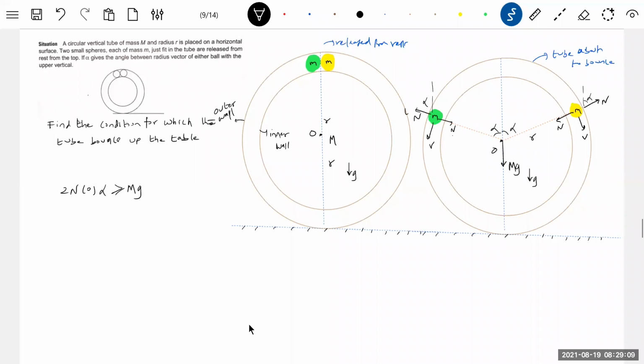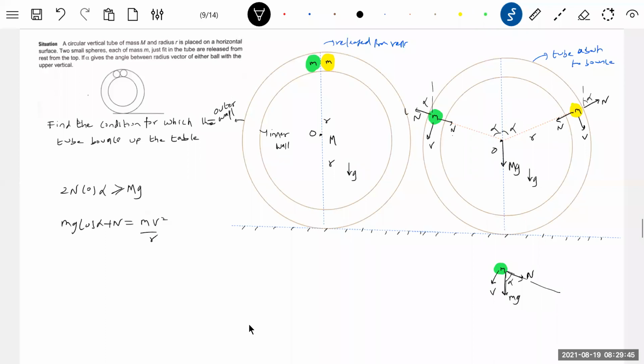Look at only the bob. Now what are the forces acting on the ball? We'll have a small diagram. So if this is alpha, this should be alpha. mg, this is N, mg cos alpha, and this is the velocity. Okay. Now we'll write the equation of circular motion: mg cos alpha plus N should be equal to mv square by r.